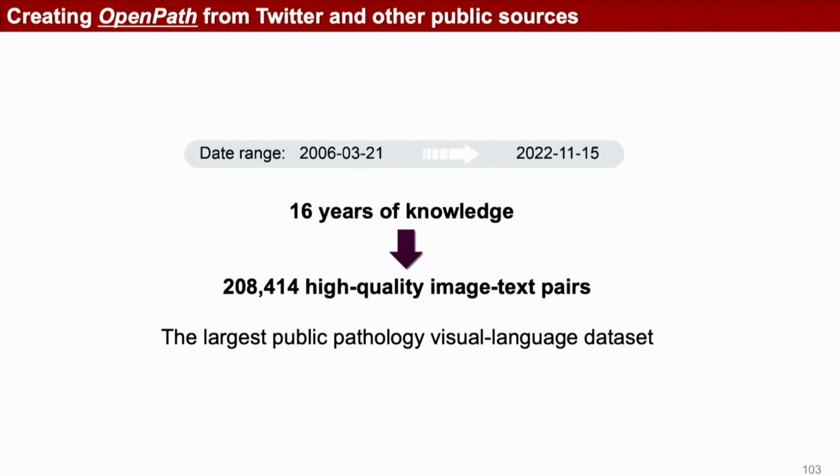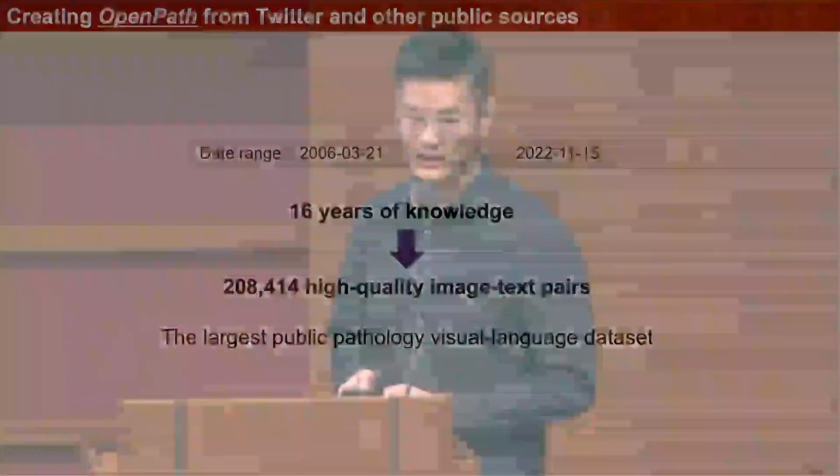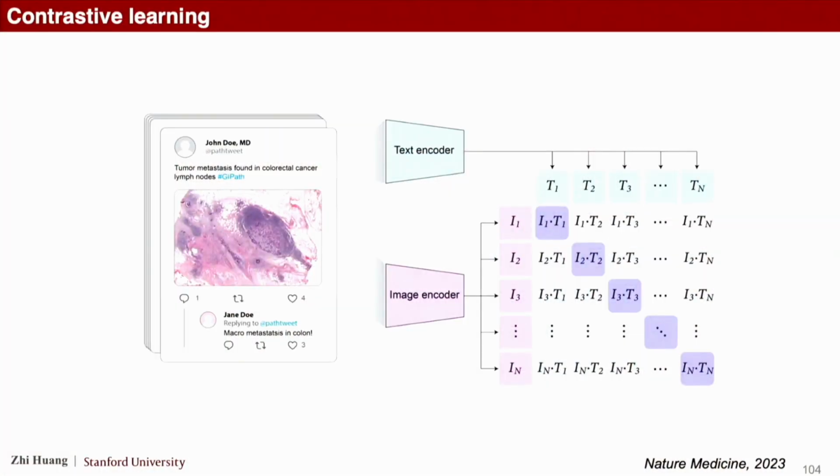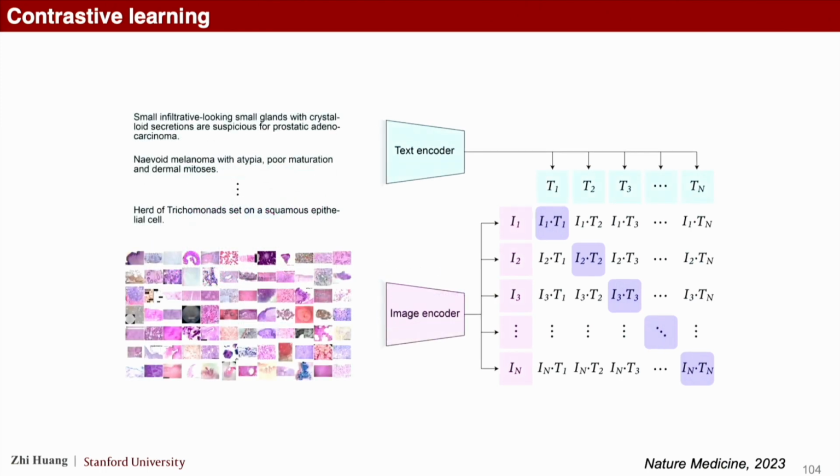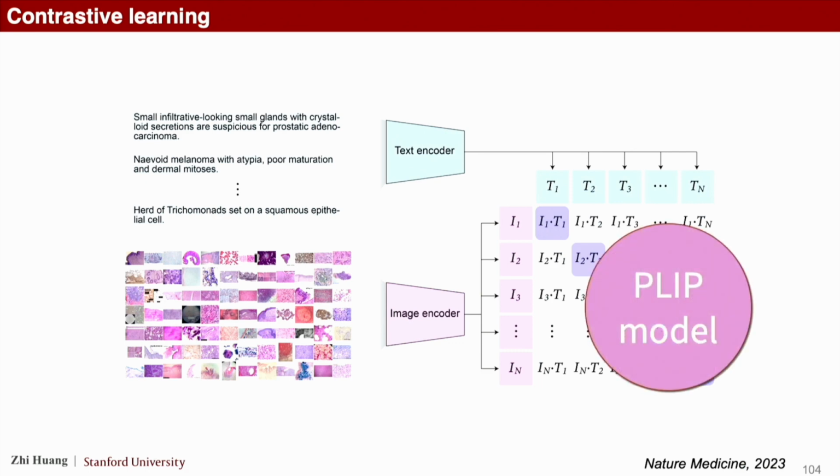So at the end of the day, we curated 16 years of public knowledge, which contains 208,000 high-quality image-text pairs. By the time we published this work, it was the largest public pathology visual language data set. We leveraged this OpenPath data set to train our general purpose foundation model by feeding the text into the CLIP text transformer and the image into the image transformer and learning the cosine similarity. We built this model called PLIP, which stands for Pathology Language Image Pre-training model.